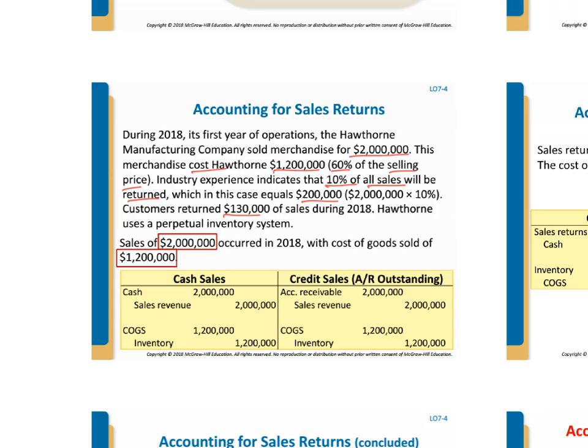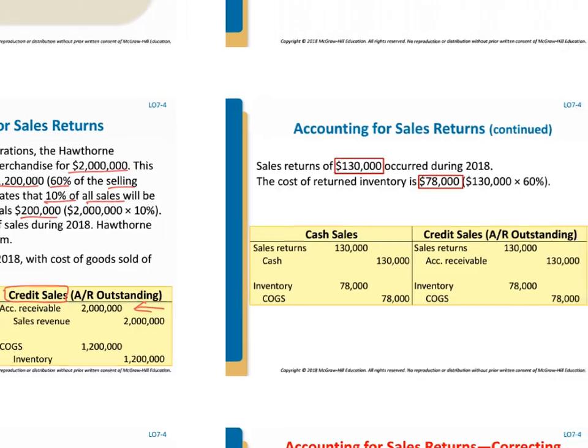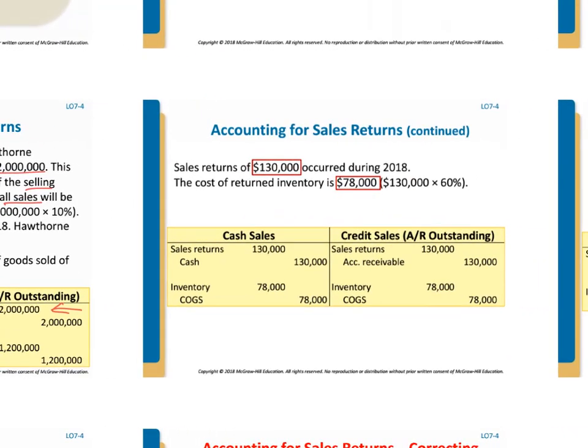Our first journal entry is going to be to record the actual sale. We're going to do this under two sort of scenarios. One is that the sale took place under cash sales. The other one is that it was a credit sale. So here's our standard journal entries that we've already become familiar with. We debit cash, credit sales revenue for the sales price, debit cost of goods sold, and credit inventory for the cost of the inventory. And then if it was under credit, the only difference would be that we have accounts receivable instead of cash.